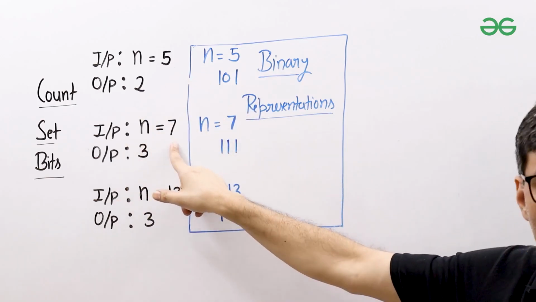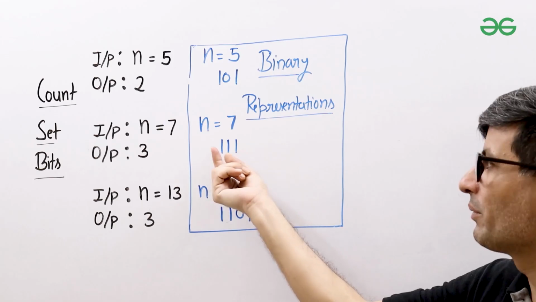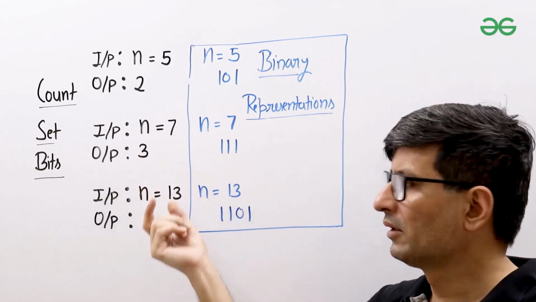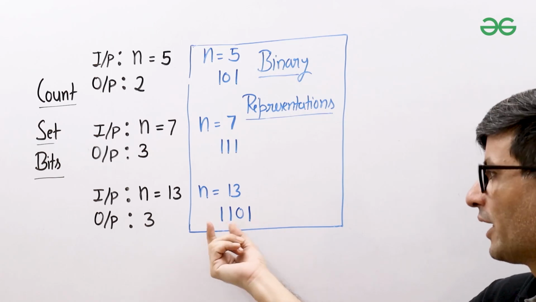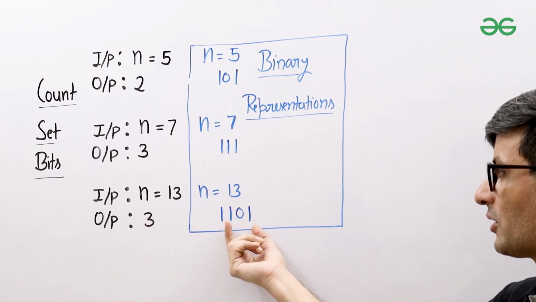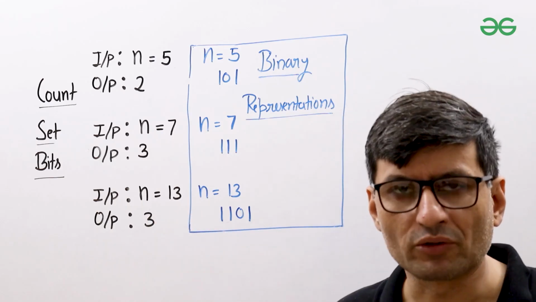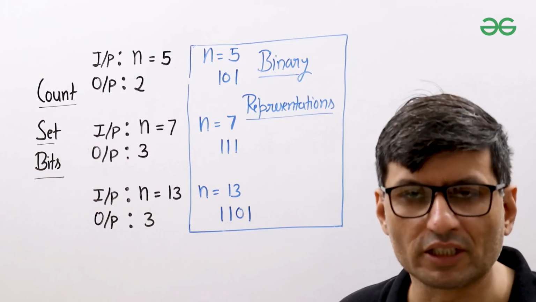If n is 7, the last 3 bits of the binary representation are going to be 111, and before that every bit is 0. So how many bits are set? 3. If n is 13, the last 4 bits are 1101, right? And before that we have everything 0. So how many bits are set? 3. Now please pause this video and try to write down a function that takes n as input and returns the count of set bits in the given number.